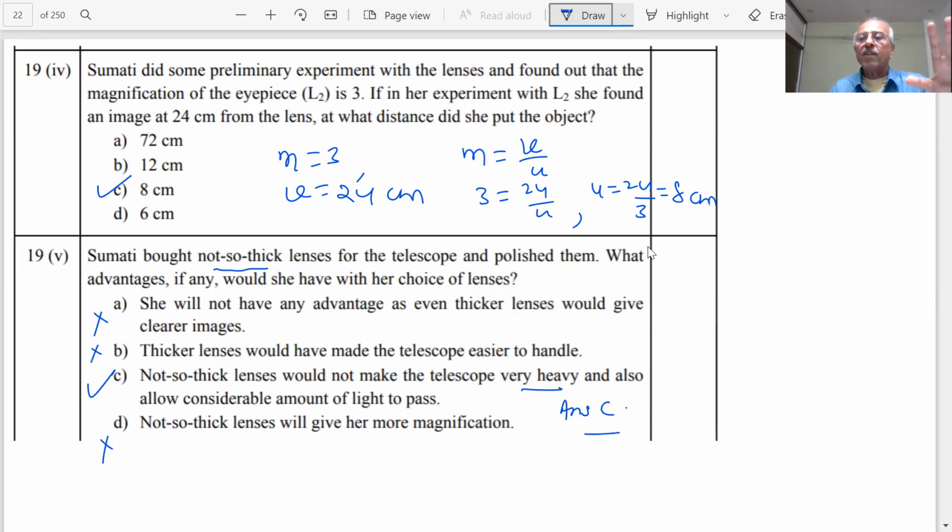So therefore, students, we have answered question 19 of the CBSE sample paper 10.